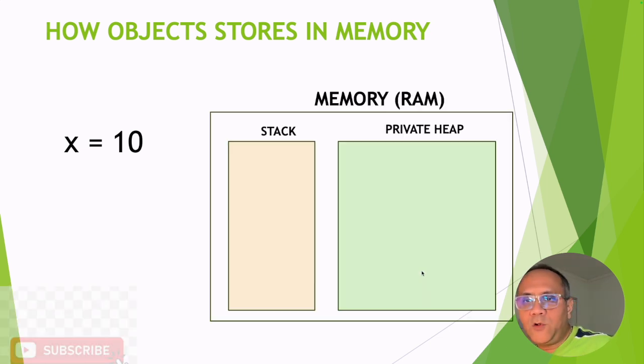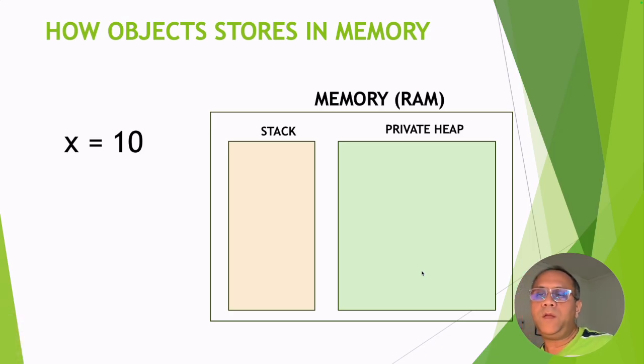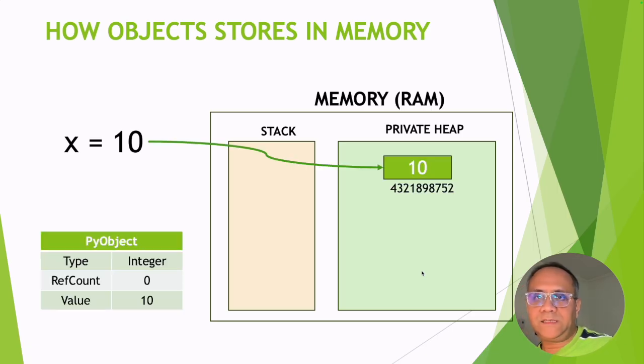When you execute a program, your program is loaded into memory. Now memory here means the random access memory, that is RAM. In RAM you can think about two parts. One is the stack, another is the private heap, which is expandable. In Python everything is an object, right? So when you do x equal to 10, an integer object is created in this private heap.